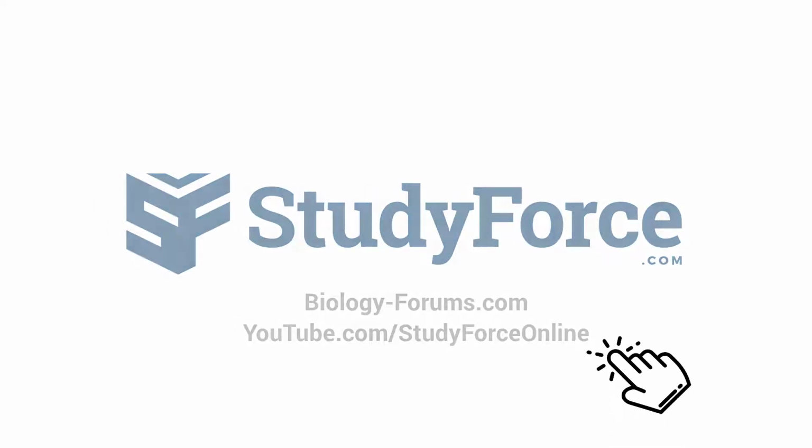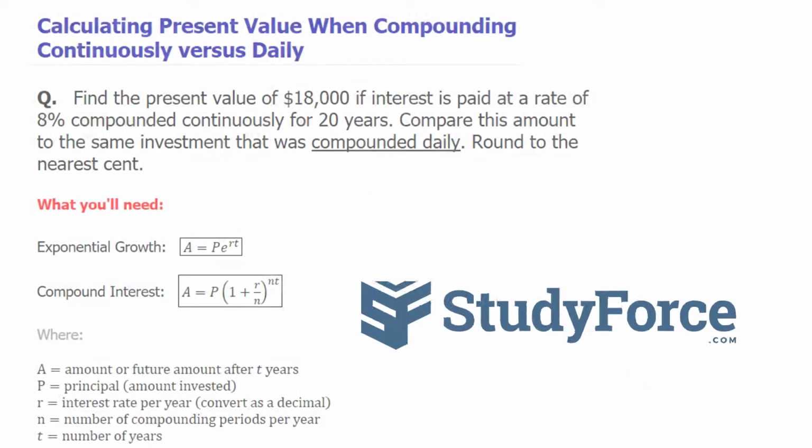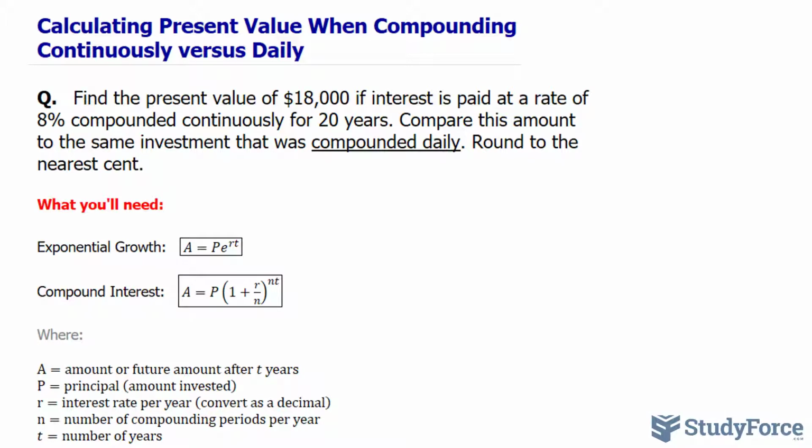In this lesson, we'll learn how to calculate present value when compounding continuously versus daily. So you'll see the difference between the two. Remember, when we're looking at compounding continuously, we use the base e, Euler's number, which is approximately 2.71. Whereas when we're compounding daily or monthly, whatever the case may be, you use the compound interest formula, and that's what dictates the base found in the exponential model.